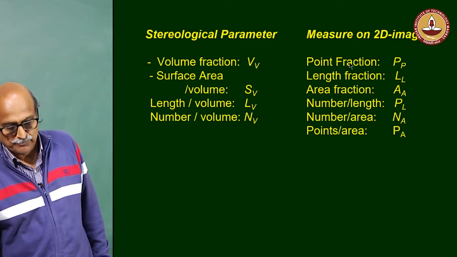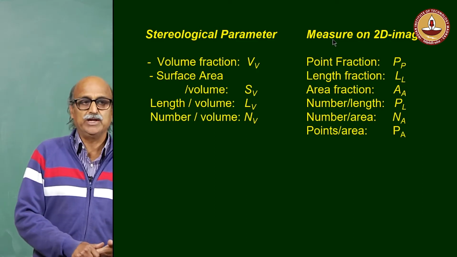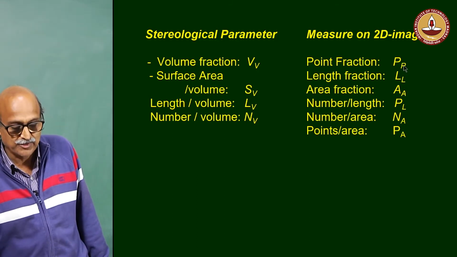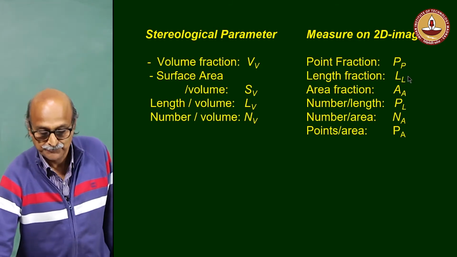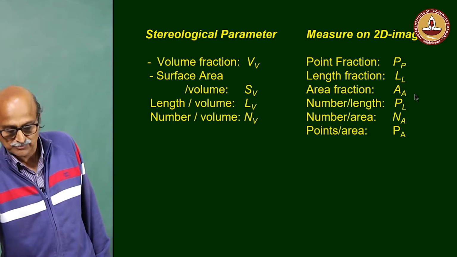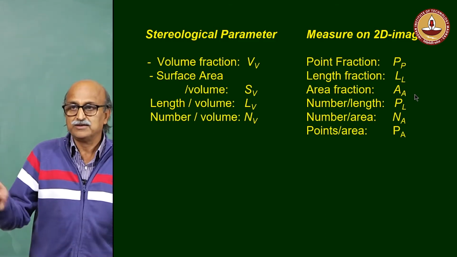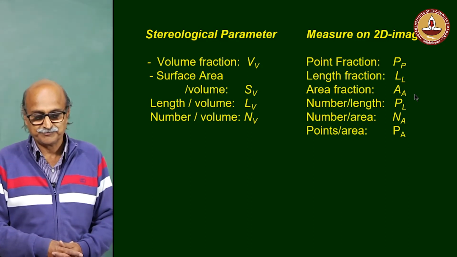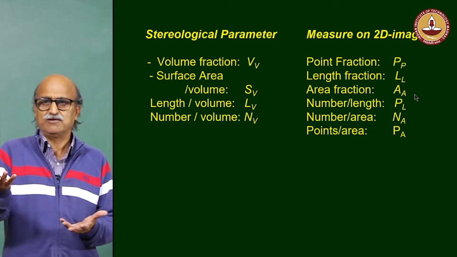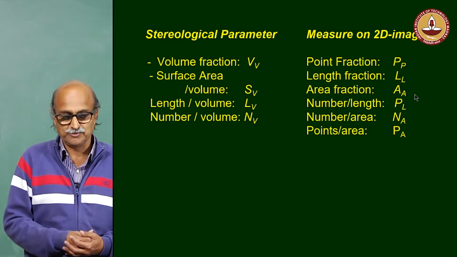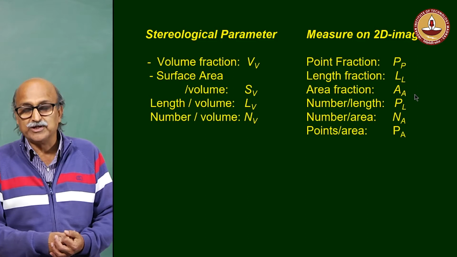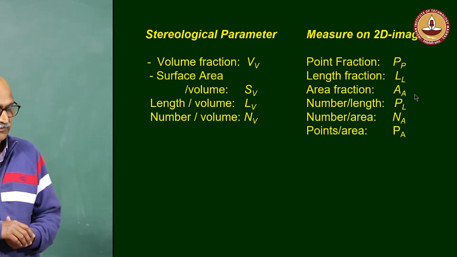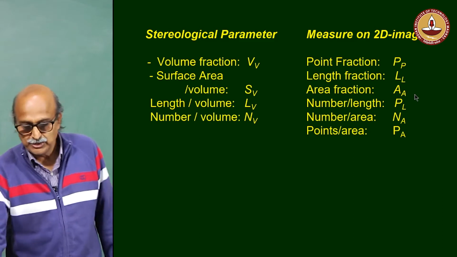On the right hand column are the measurements that one can make on a two dimensional microstructure. Point fraction is one that you are already aware of. Length fraction I will be introducing. Area fraction by now you are aware of. P sub L, number of intersections per unit length, that also you are aware of with a grid of lines. Number per unit area: if you have particles, how many particles do you see on a two dimensional image. Points per unit area: how do we get points on a microstructure? Well, if you have linear elements in 3 dimensions, you would get points on a two dimensional image.